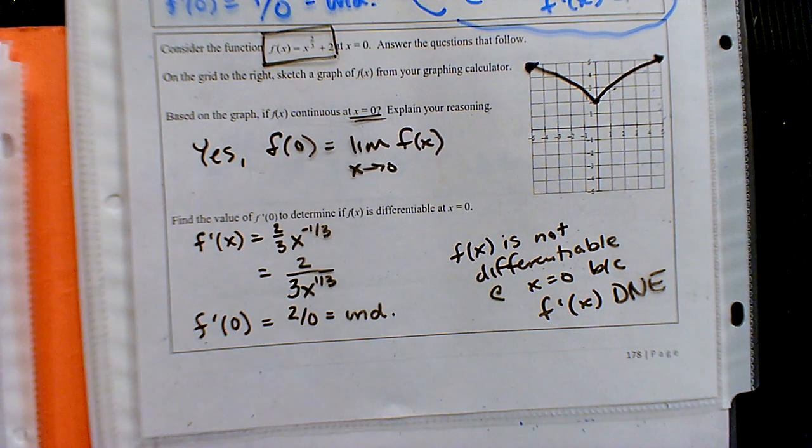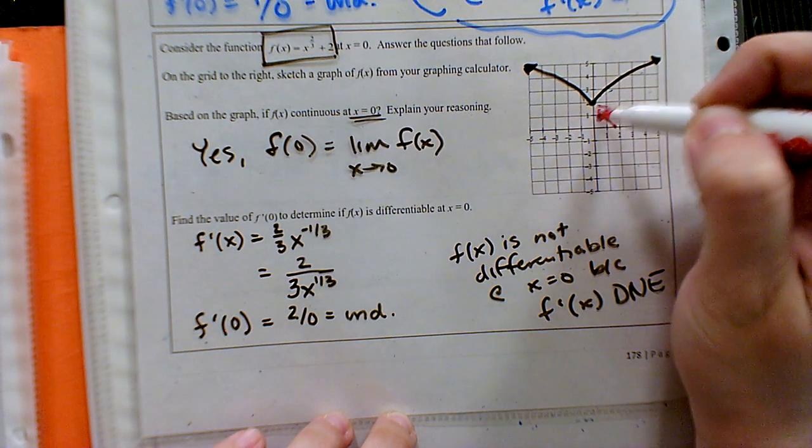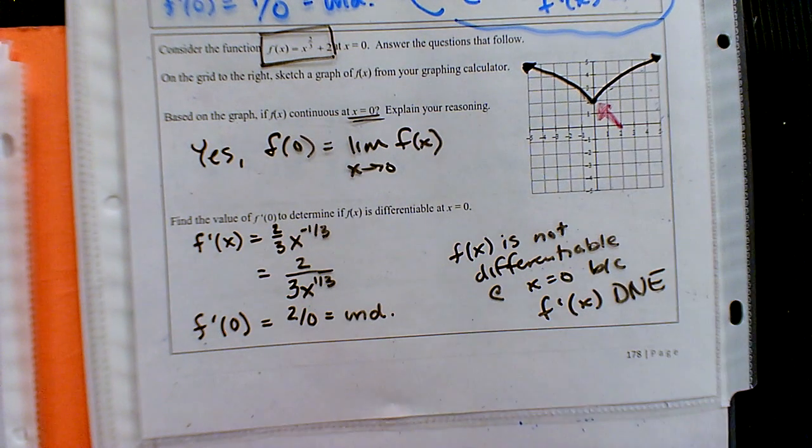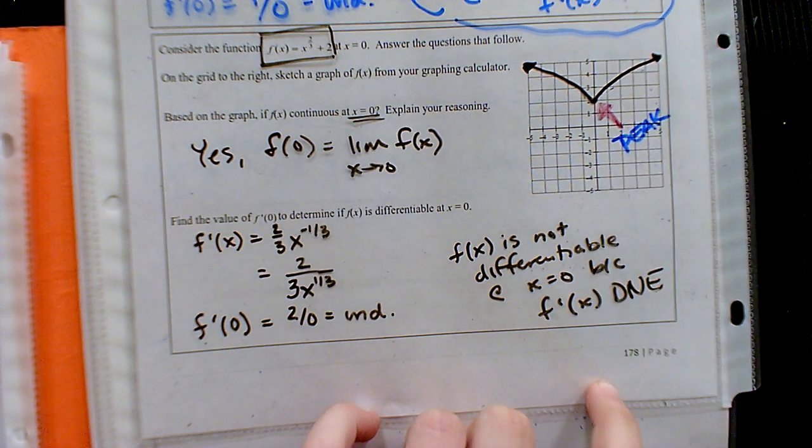Now something else is going on for this graph. The first one we had an endpoint. The second one we had a vertical slope. What do you guys want to classify this spot as? A peak? There's a lot of different things you could say.